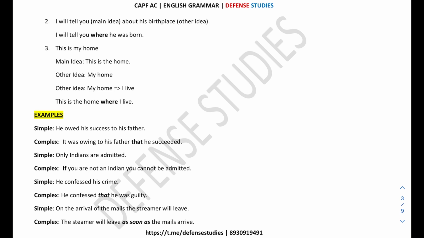Another simple sentence is: he confessed his crime. It is easy. His crime is the second idea, and we have converted his crime into a different idea with the help of the conjunction that, converting it into an adjective or a noun clause. So he was guilty. Another is: on the arrival of the mail, the steamer will leave. Now it becomes: the steamer will leave as soon as the mail arrives.